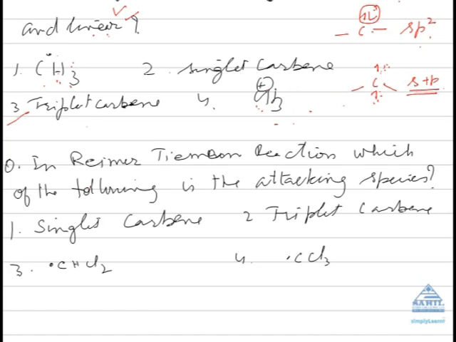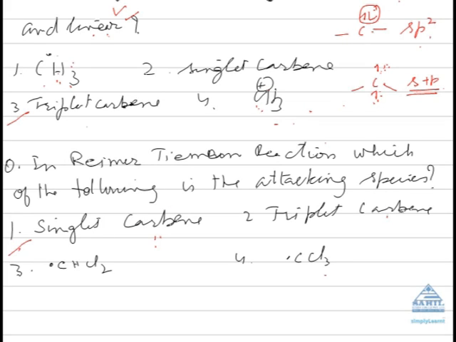Now in the Reimer-Tiemann reaction, which of the following is the attacking species? The Reimer-Tiemann reaction undergoes electrophilic substitution. In the case of electrophilic substitution reaction, the electrophile attacks, and we know an electrophile is one which is electron deficient. It has a vacant orbital. So out of the singlet, triplet, CHCl2, CCl3, singlet carbene has got one vacant p orbital and a lone pair of electrons. So due to the presence of the vacant p orbital, it can accept the lone pair of electrons of the benzene ring. Hence it behaves as an electrophile.